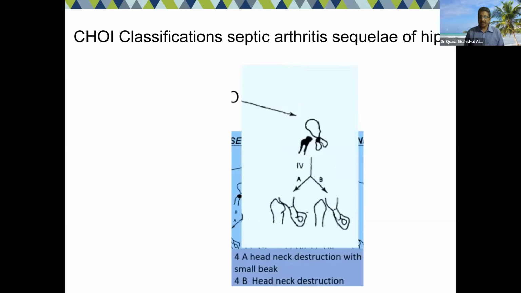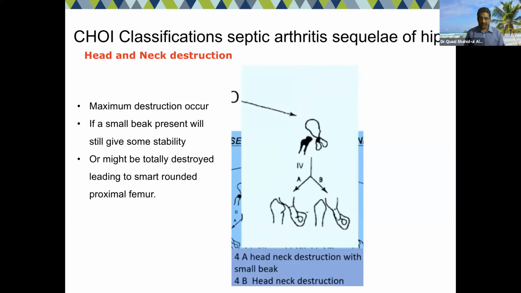And lastly, type 4, the most destructive one. It is again divided into A and B. If the total head and neck are destroyed, but a medial beak is present, a little beak which gives us some sort of stability, it will be denoted as type 4A. But if the total thing is destroyed and the proximal femur gets rounded up, then it will be classified as type 4B. So this is about the Choi classification. It clearly denotes where the lesion is.